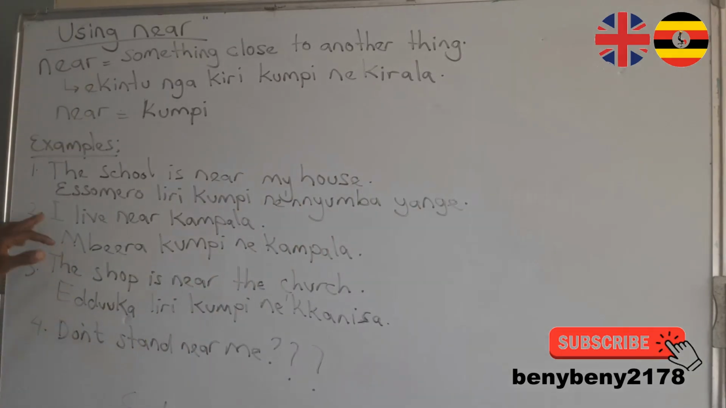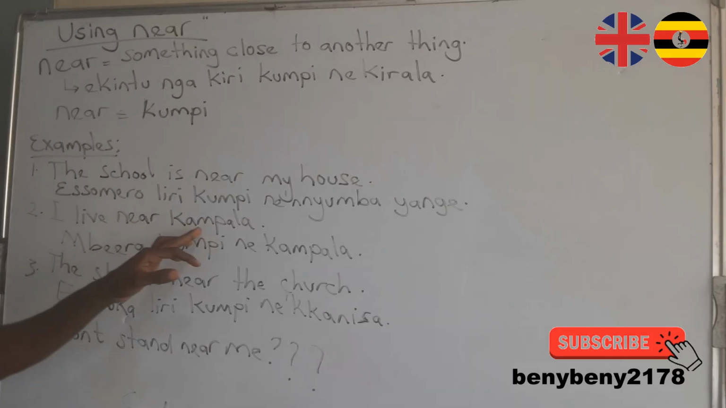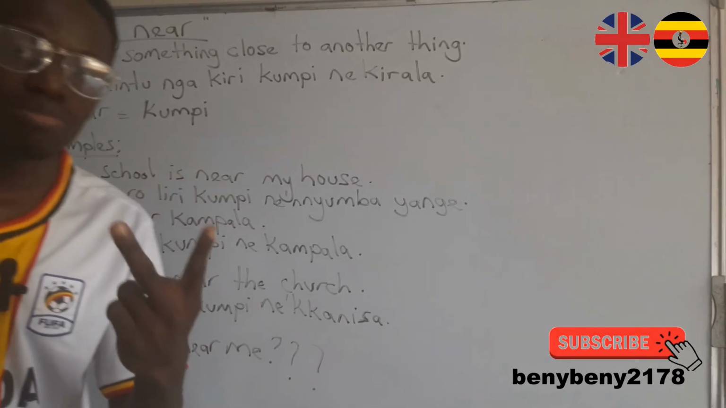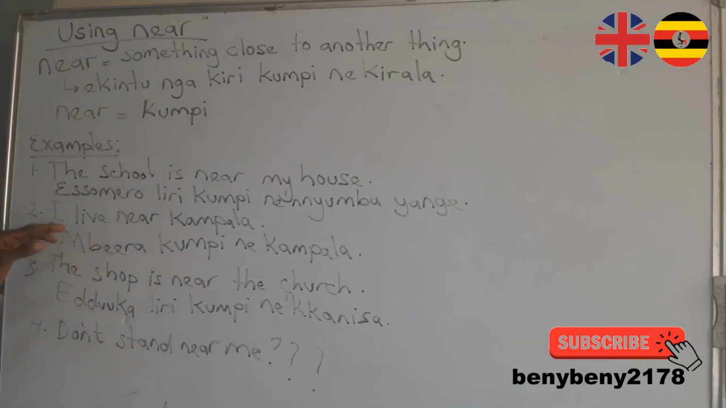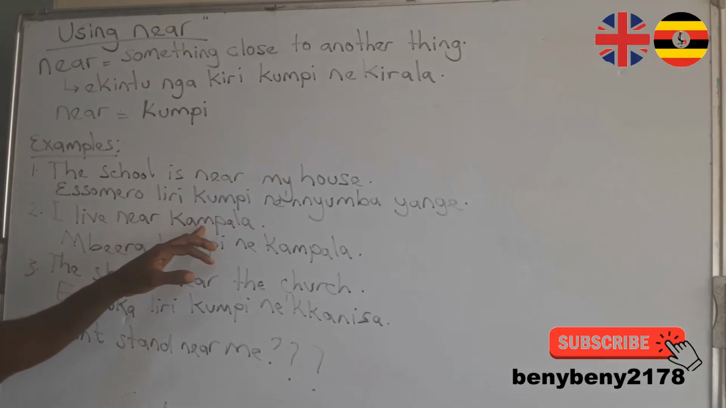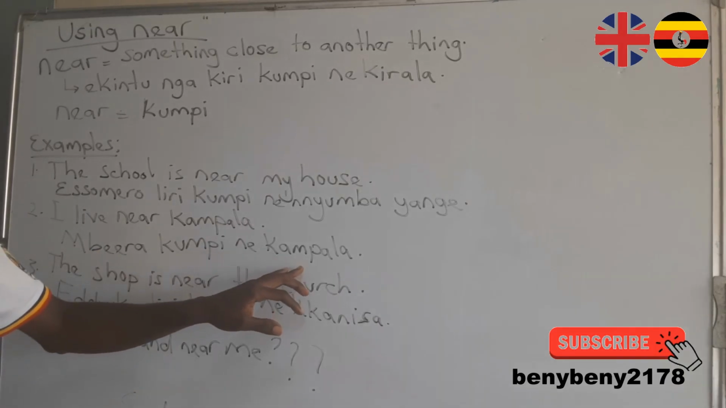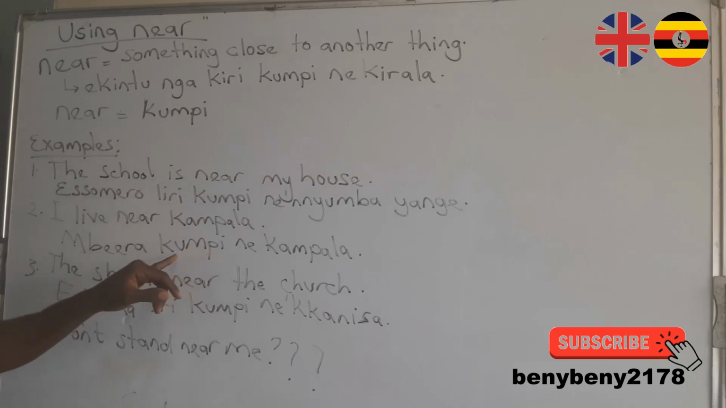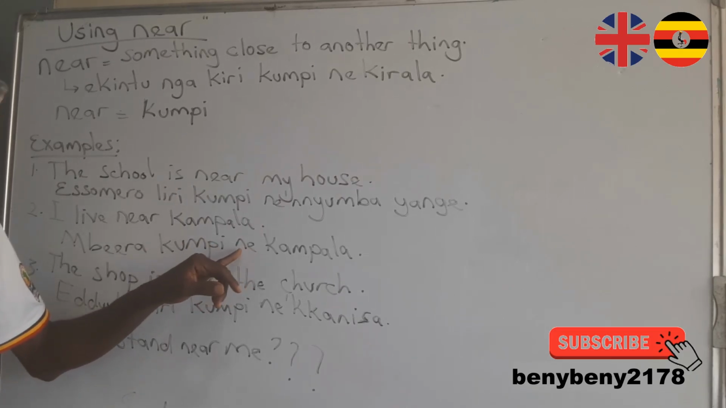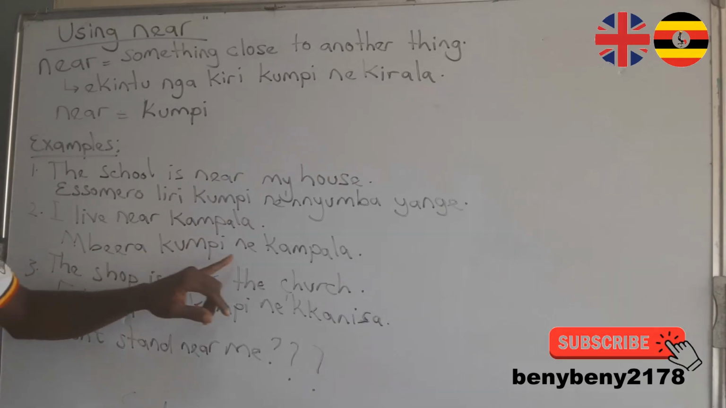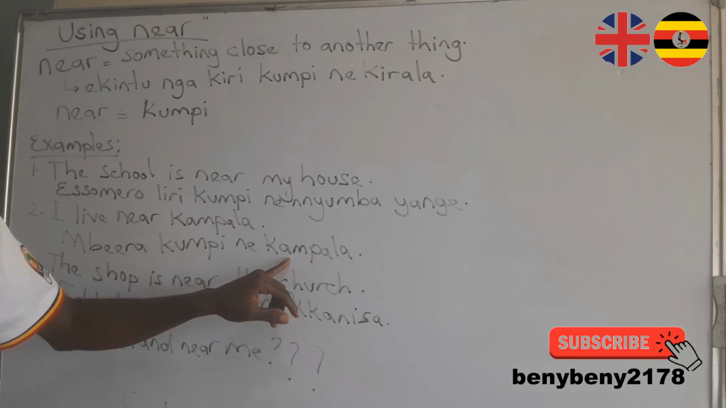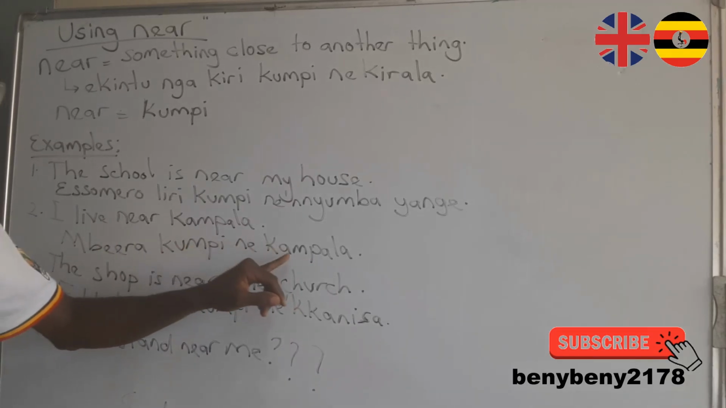Another example. I live near Kampala. So you must have two objects or two items. So you have you and Kampala. So I live near Kampala. Is that okay? I live near Kampala. In Luganda we say Mbeera kumpi ne Kampala. So you've realized that when you use this kumpi, you use the article ne. So Mbeera kumpi ne Kampala. Is that okay? Mbeera kumpi ne Kampala.